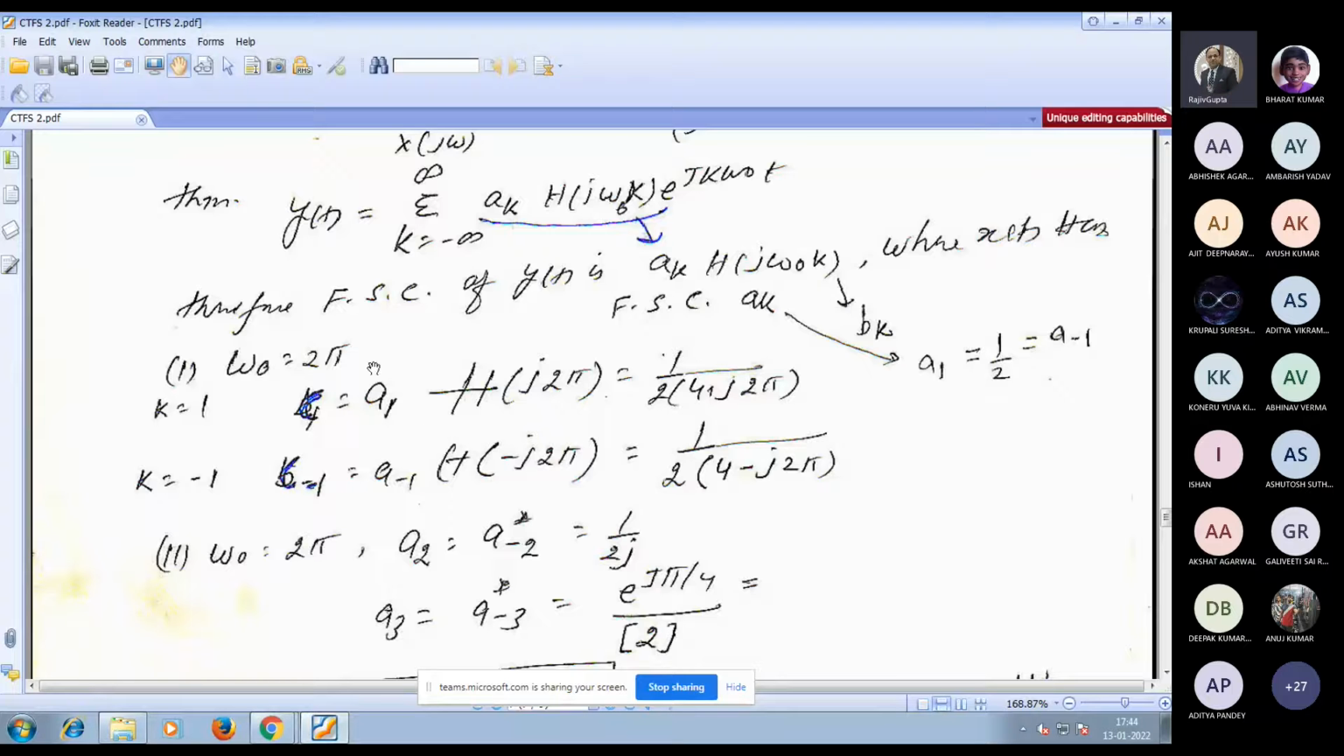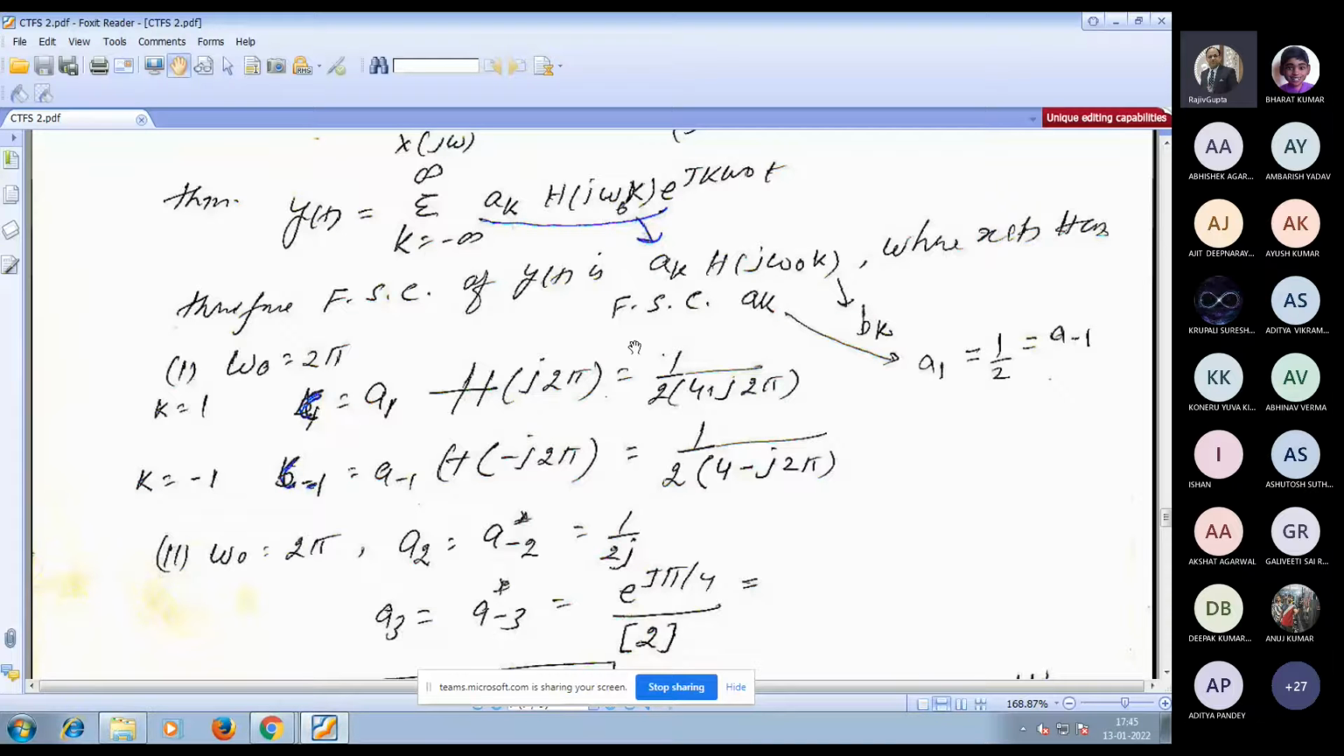So omega naught you know, k you know, anything you can calculate. The questions that come in competitive exams, they may ask about the Fourier series coefficient of the output of an LTI system. So you can say the Fourier series coefficient of the output of an LTI system is the Fourier series coefficient of input multiplied by the frequency response of the system calculated at omega equals to omega naught.